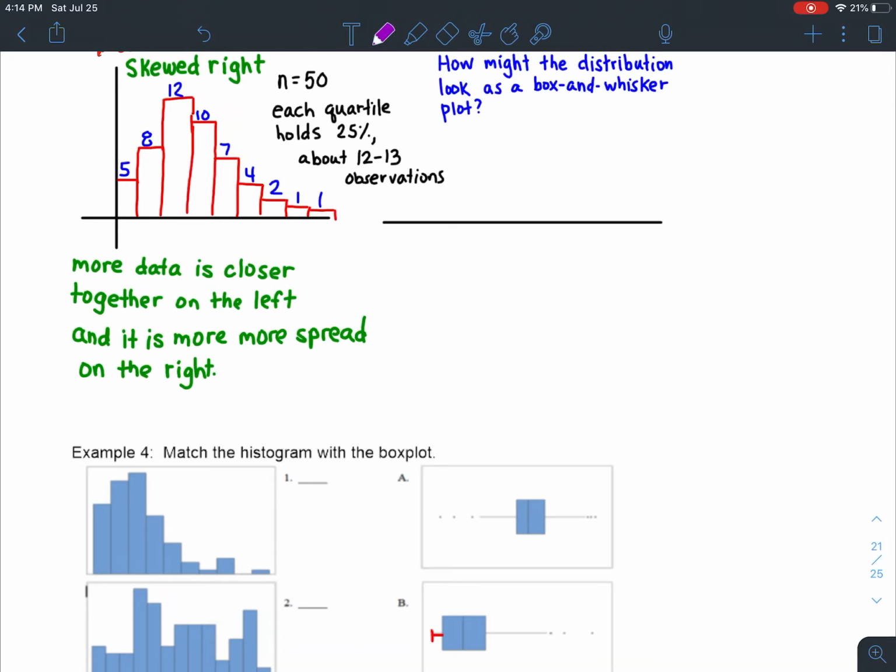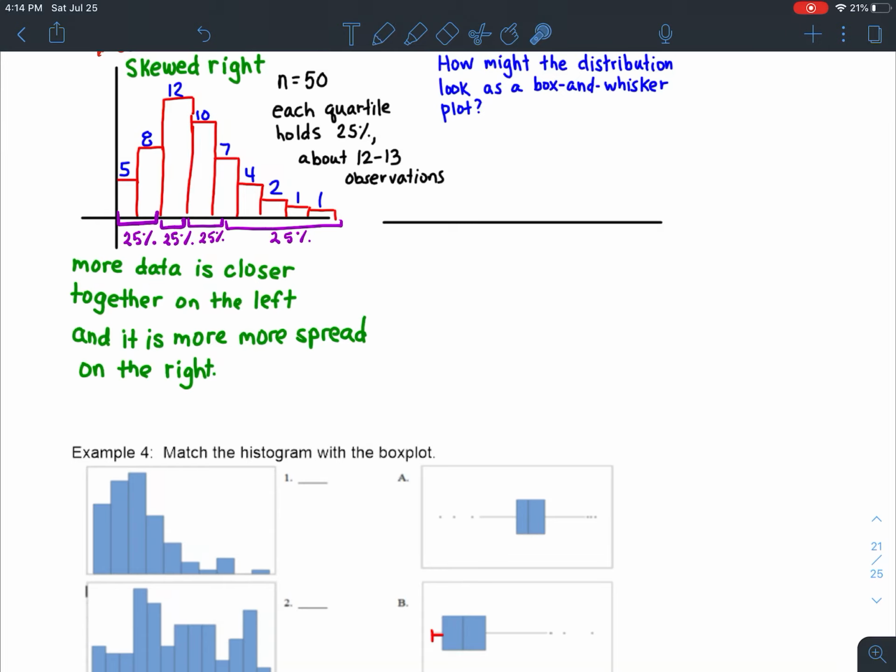Okay, so if we're saying 12 to 13 pieces of data should be in each quartile, then I'm going to go ahead and say maybe right here is the lowest 25% of data, 5 plus 8, that'd be 13. Okay, maybe just this bar in and of itself, 12, that would be the next 25% of data. Okay, I'm going to use all 10 of that and a little bit of that 7 for the next 25%. And then from here I have to span all the way to here to get the next 25% of data.